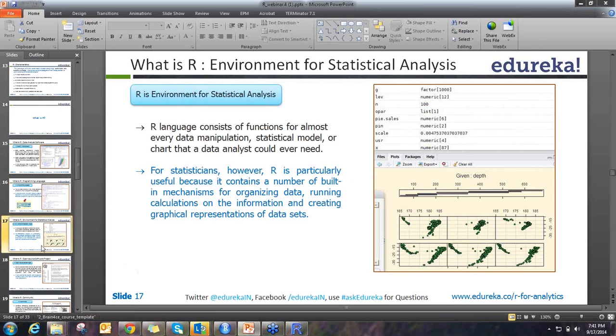Again, R, as you all know, is used for statistical analysis. For statisticians, it is very useful because it contains a lot of built-in mechanisms that help you do statistical analysis. It helps you to do normal distribution, to generate random normal numbers, to build a binomial distribution, and to build a Poisson distribution. It helps you do that easily, and that's why it's a favorite with statisticians especially. So a lot of people who are into research have been using R quite frequently.